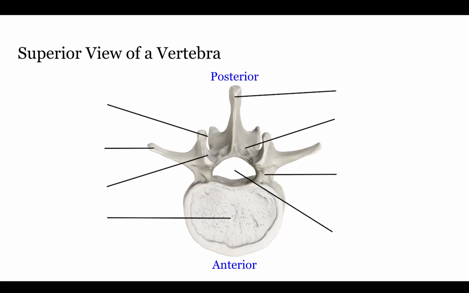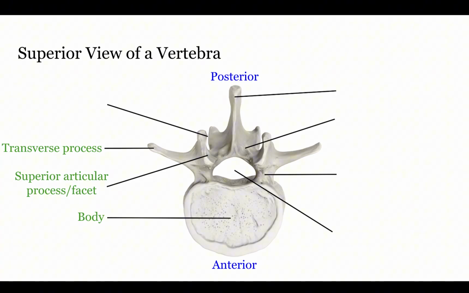Let's take a look at some of the bony landmarks of your typical vertebra. So this image here shows the superior view of your typical vertebra. At the bottom here, we have the body. The body is a necessary portion of the vertebra that bears the weight of the body. Moving on, we have the superior articular process or facet. We have the transverse process.